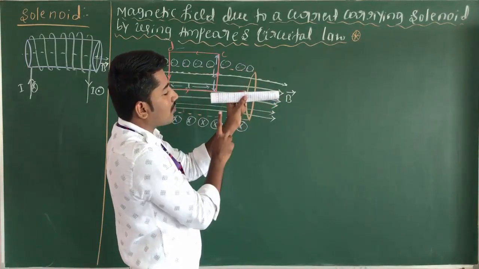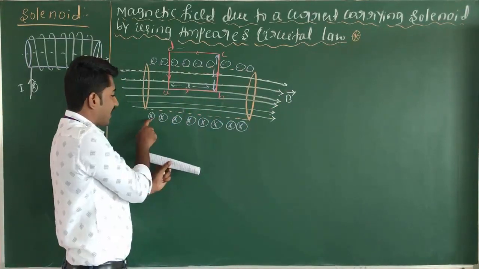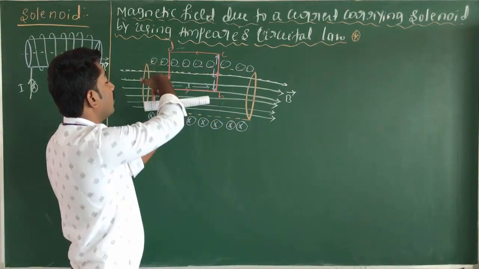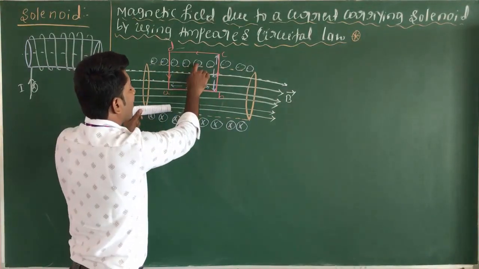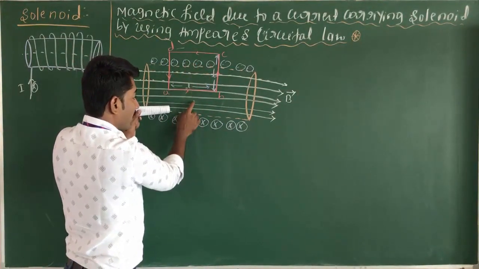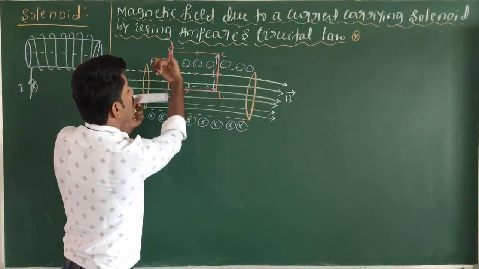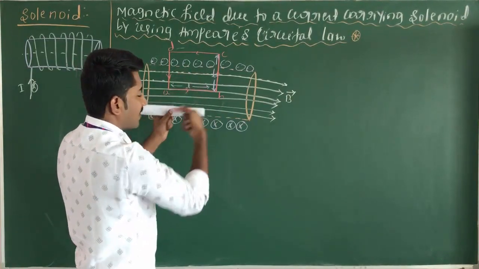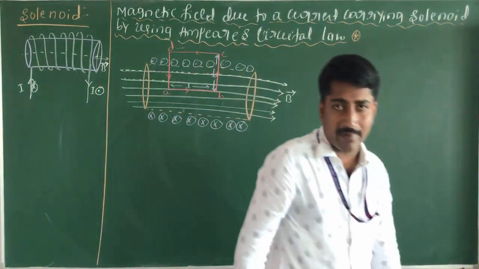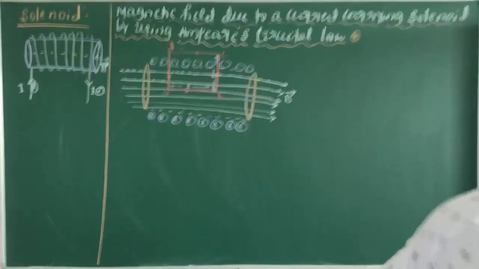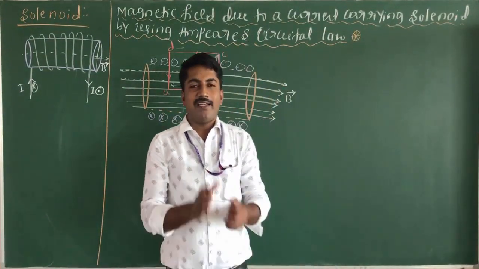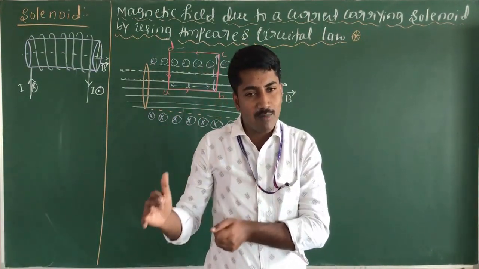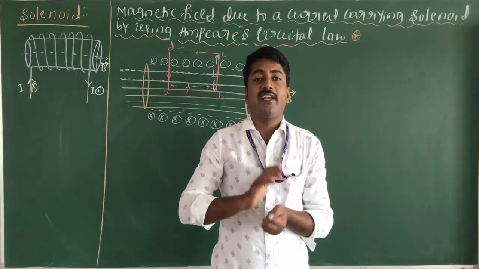This is perpendicular to the direction of the current. Here the into mark indicates the current moves inward, and the dot mark indicates the current emerges outside the plane of the paper. These types of wires are closely packed along this solenoid. This is a very important concept. A solenoid is a long cylindrical coil consisting of closely packed n number of current carrying wires. Due to these n current carrying circular loops, the magnetic field is produced.